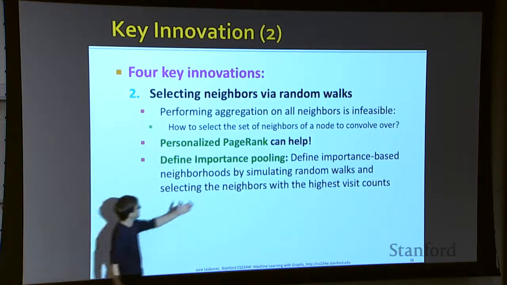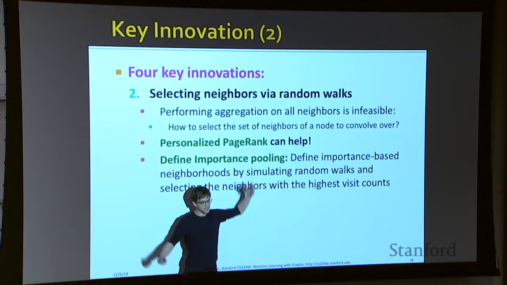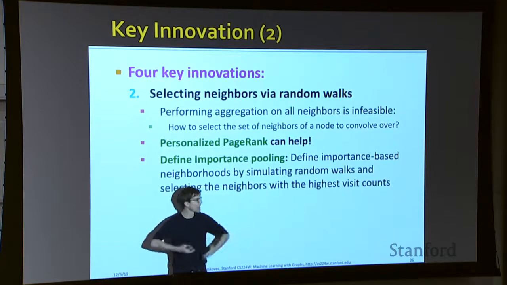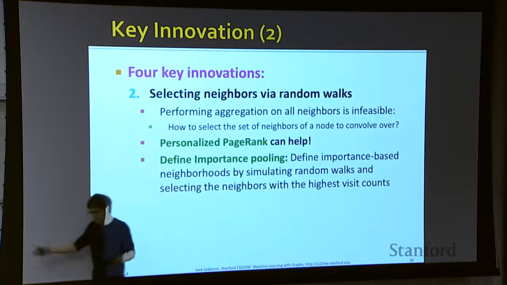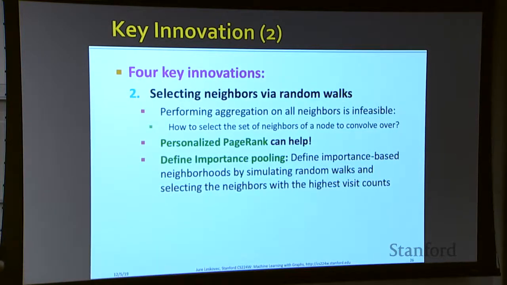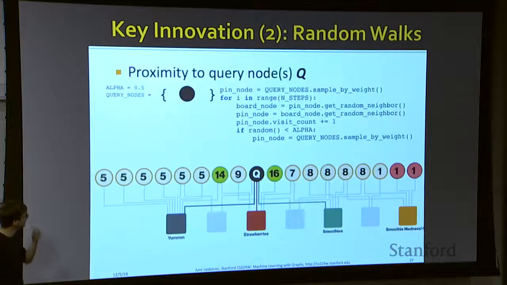And this is called importance pooling. Pooling means you collect the information, you add it up, but you add it up based on the importance of every node. You don't do it just kind of uniformly. That's essentially the idea. So how are we going to do that?